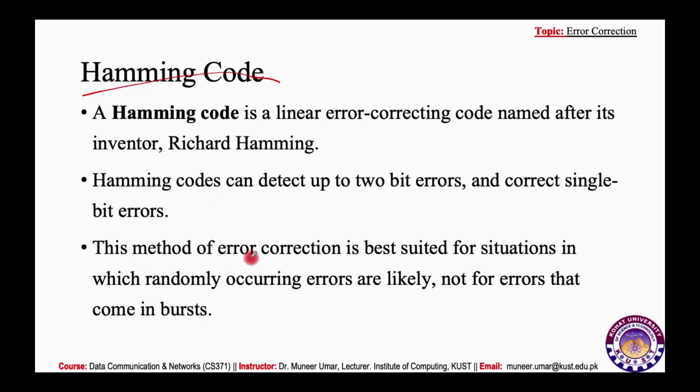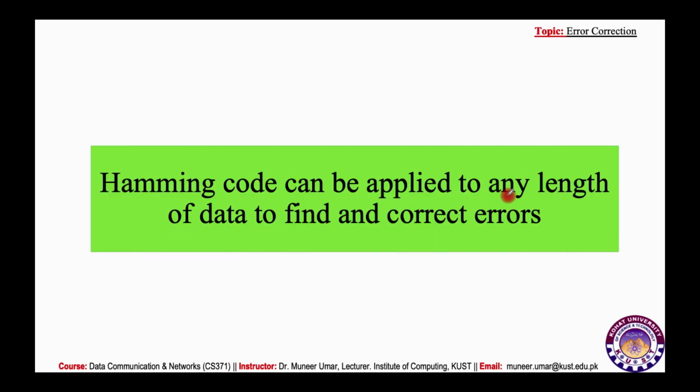This method of error correction is best suited for situations in which randomly occurring errors are likely, not for errors that come in bursts. Hamming code can be applied to any length of data to find and correct errors. So, for each length, we will have a particular number of redundant bits. It doesn't mean that for all lengths there would be a single set of additional bits.